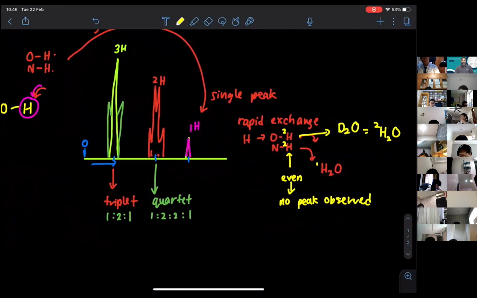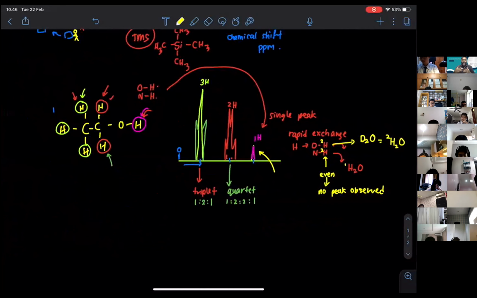So for this molecule, if you mix it with D2O, heavy water, this particular peak will disappear, and you should be able to explain why it disappears. This is very, very important. Okay, so this is what we have learned until now.